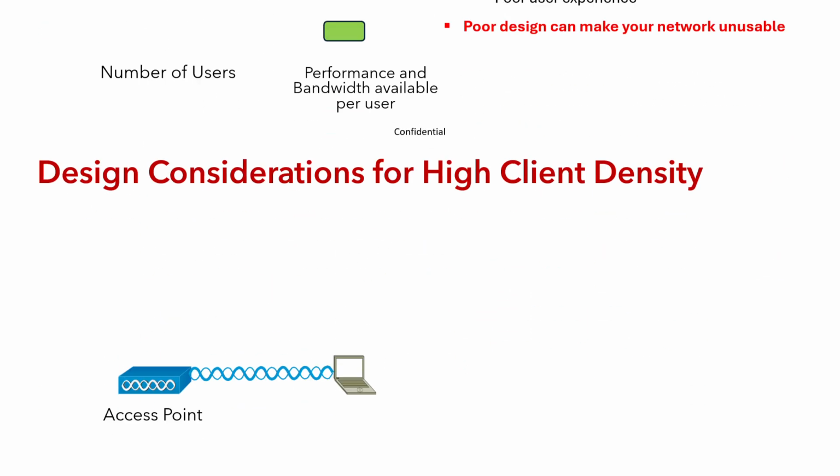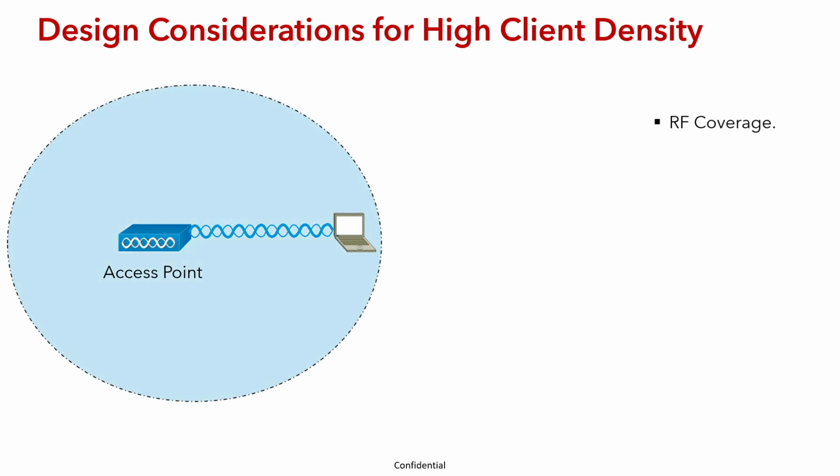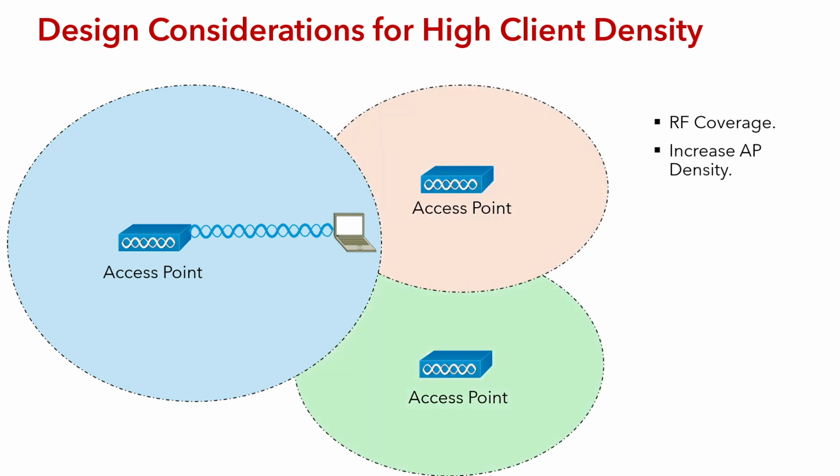So let's look at some of the design considerations to support high client density. The first one is RF coverage. A good wireless design should provide RF coverage everywhere it is needed. It should increase the AP density, like deploy more APs. But adding more APs will add more interference, so proper channeling is crucial.